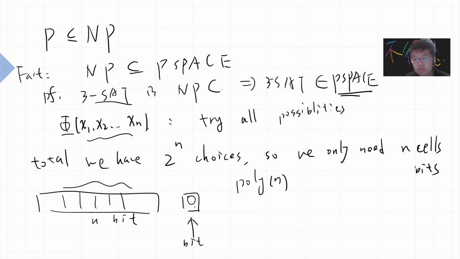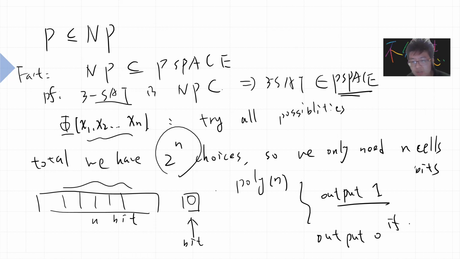So once I get one assignment such that the result is 1, then I just output 1, because this means that this phi is satisfiable. If after I try all 2 to the n choices, there's no assignment which can make the result become 1, then I just output 0. Just output 0 if none of the choices works.